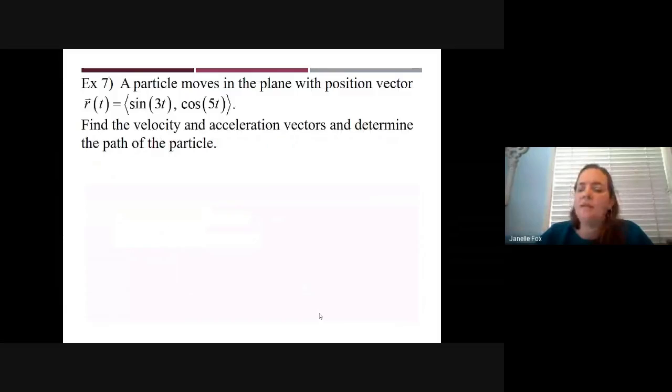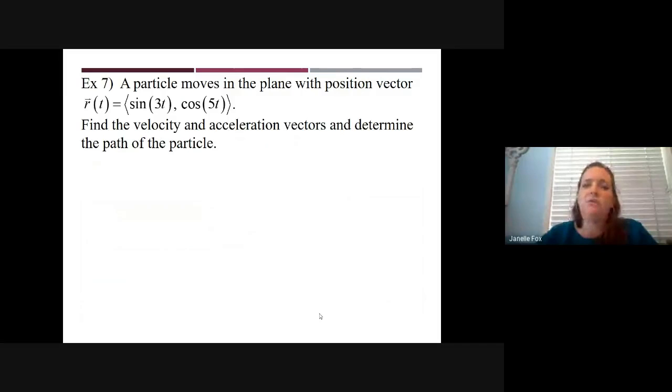Okay. So example number 7, we're just going to dive right in. Example 7 and example 8 on our notes are sort of carryovers from yesterday's lesson. And then we have our displacement and our distance traveled at the back of the notes, which will be sort of newer things, okay?